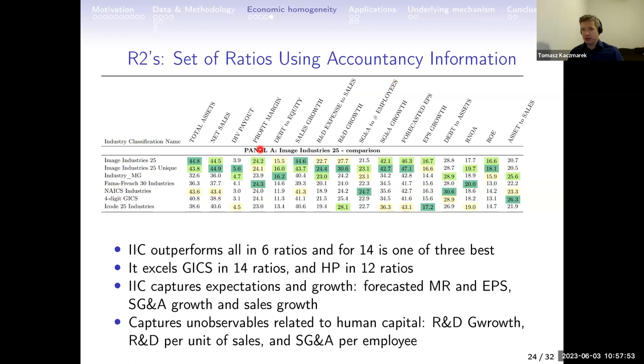With the accounting information, we can see that the dominance of image industry classification is even higher. It outperforms all other alternatives in six ratios, and for 14 it is one of the top three. It excels the global industry classification standard in 40 ratios and Hoberg and Phillips in 12 ratios. And what is really catching the attention is that image industry classification captures expectations and growth very well, because the forecasts of monthly returns, EPS, SG&A growth, and also sales growth are pretty high. And it also captures very well unobservables related to human capital, because R&D growth, R&D per unit of sales and SG&A per employee are pretty high in all these settings.